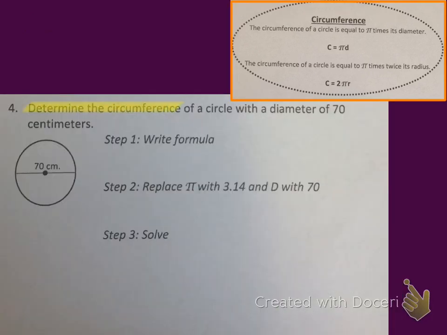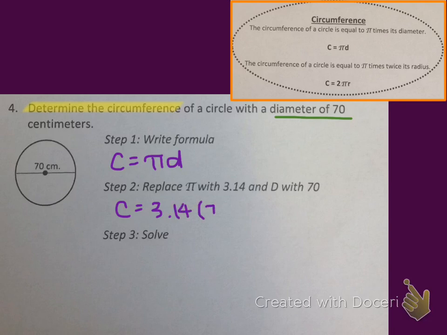Determine the circumference of a circle with a diameter of 70 centimeters. First we need to select a formula, and we're given the diameter, so the formula that makes the most sense is the circumference equals pi times the diameter. Now we can replace pi with 3.14 and the d for diameter with 70. And so all we have to do to solve is 3.14 times 70. So I'm going to ask you to go ahead and solve that on your own, and then we will discuss in class tomorrow.